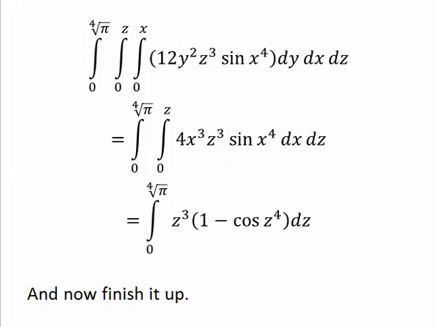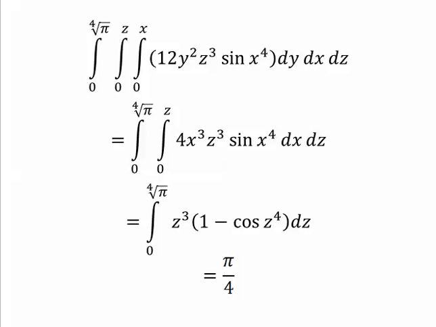So the antiderivative of our second integral is 1 minus cosine z to the 4th once you've evaluated. And so now finish it up. And we get pi over 4.